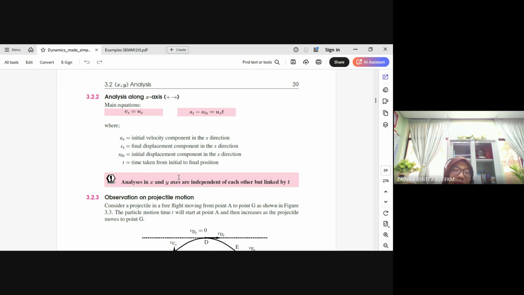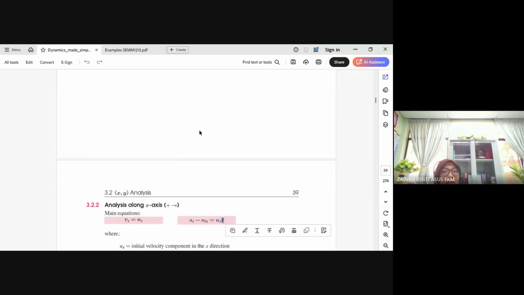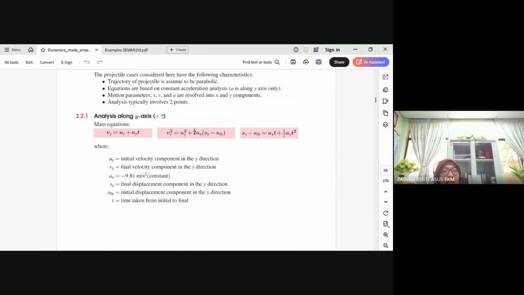And you have the notes there: analysis in the x and y axes are independent of each other but linked by t. It is only linked by t. So the t here will link to the t there. It will be the same for the two points that you analyze. The other quantities will not be the same.